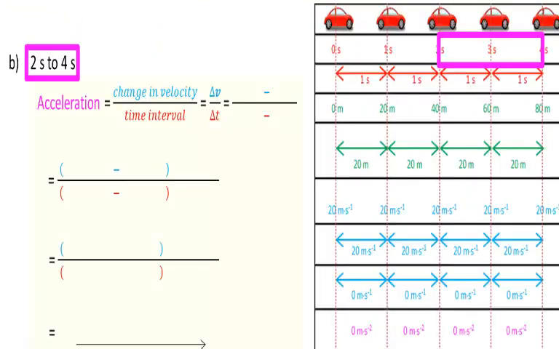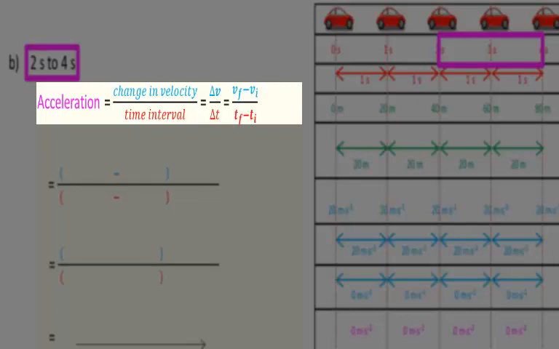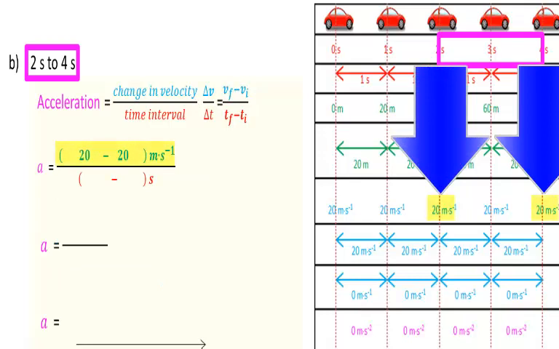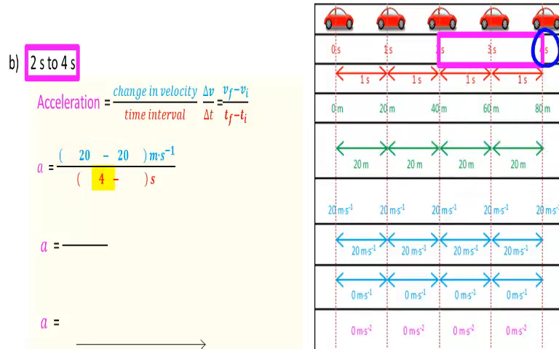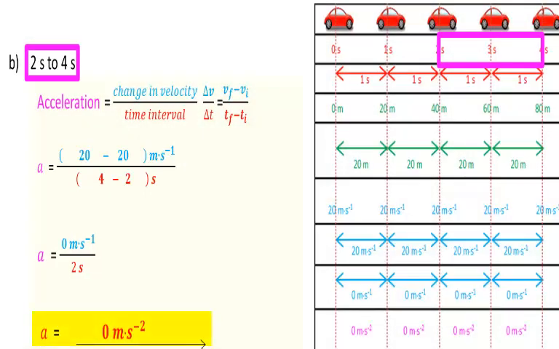Acceleration for the interval 2 to 4 seconds. Acceleration equals change in velocity per time. V final minus V initial divided by T final minus T initial. Both the final and initial velocities are 20 meters per second because this is uniform motion, uniform velocity. Final time, 4 seconds. Initial time, 2 seconds. 20 minus 20 is 0 meters per second change. 4 minus 2 is 2 second interval. 0 divided by 2 is still 0. 0 meters per second squared.